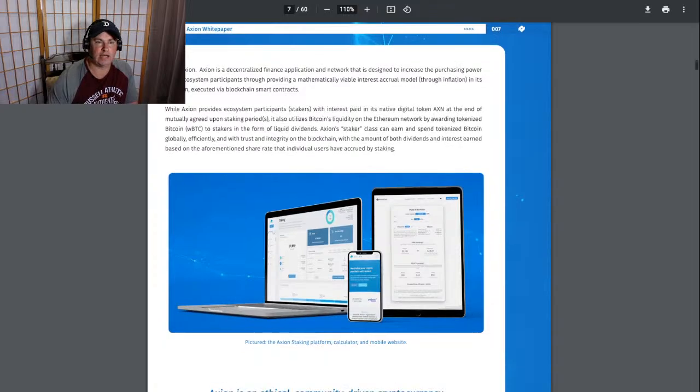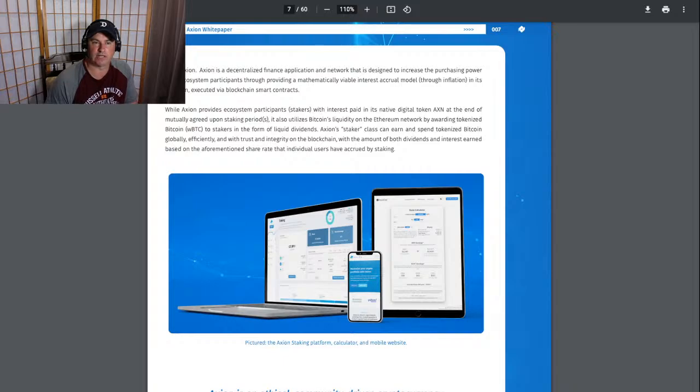Enter Axion. Axion is a decentralized financial application and network that is designed to increase the purchasing power of its ecosystem participants through providing a mathematically viable interest accrual model through inflation in its platform, executed by blockchain smart contracts. While Axion provides ecosystem participants, stakers, interest paid in its native digital token, Axion, at the end of the mutually agreed upon staking period, basically that's just saying that you put a certain amount of money in for a certain amount of time as an investment.